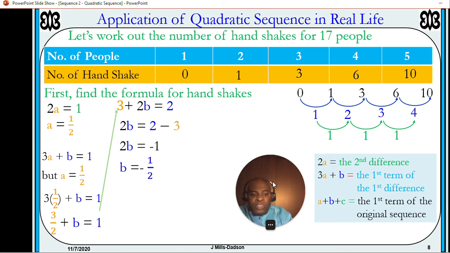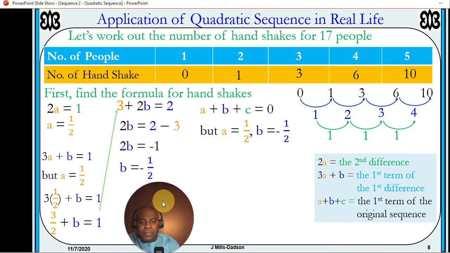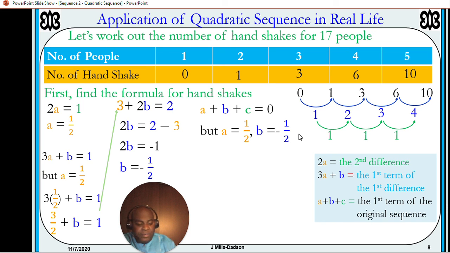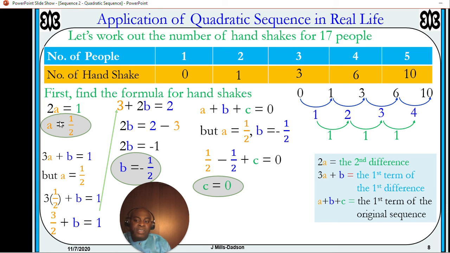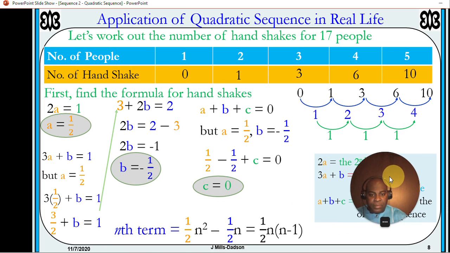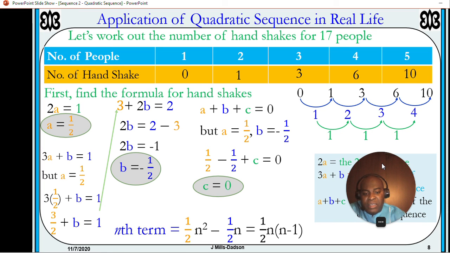The last equation to form is a plus b plus c is equal to the first term of the original sequence. But a is half and b is negative half. So I have half minus half plus c equals 0, and c is equal to 0. So these are my a, b, and c. So putting them into the formula a n squared plus b n plus c, I'm going to have a formula of half n squared minus half n, which is also equal to half n into bracket n minus 1. That is the formula for n number of people, the handshakes for n number of people.